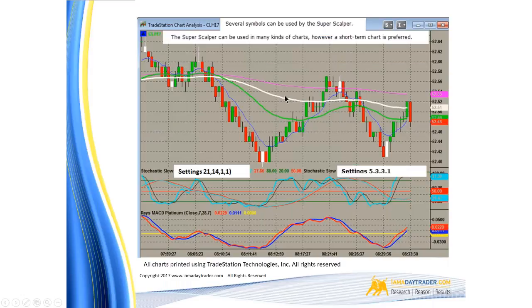So let's talk about what we're talking about in the Super Scalper. You're seeing in the chart a white candle. Now that white candle is not created at exactly the same time when prices set these new lows.